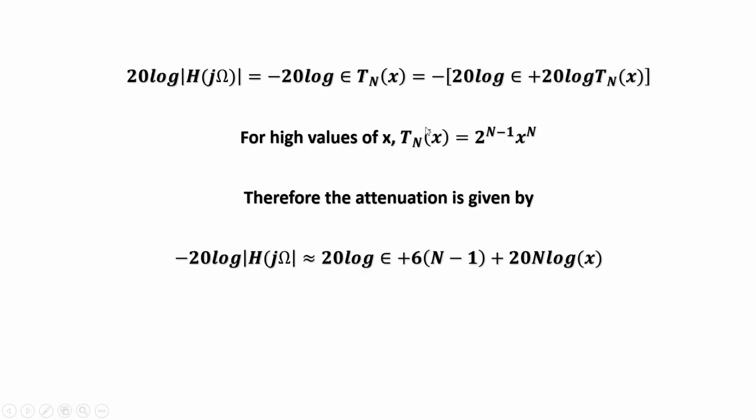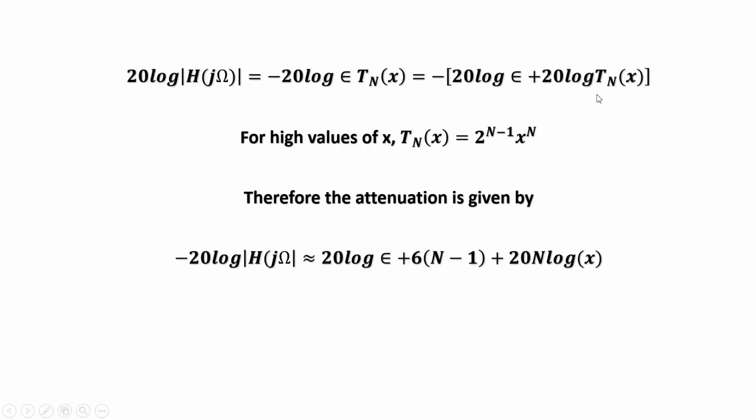Now from the recurrence relation that we derived for this Tn x, if you analyze that recurrence relation for the Chebyshev polynomial, you can find the expression for high values of x, meaning larger frequencies, because x is the ratio of omega by omega p. So for large values of x, the value of Tn x can be approximated to be equal to 2 to the power n minus 1 times x to the power n.